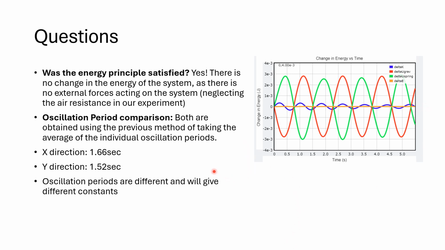The second question, the oscillation period comparison. Both of the oscillation periods are obtained using the previous method, taking the average of the individual oscillation periods. So for the x direction, the period of our oscillation is 1.66 seconds, and in the y direction, it's 1.52. So these two oscillation periods are different and will give us different constants to solve for.